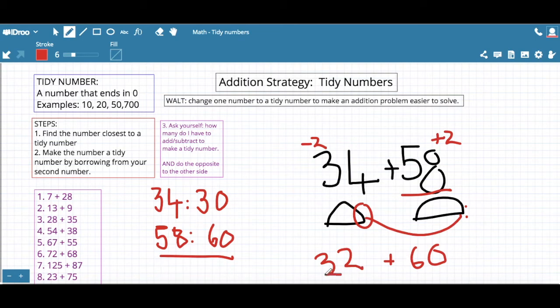Now, 32 plus 60, that's much easier to solve. What we have to do is first add our tens. So what's 30 plus 60? If you know what 3 plus 6 is, 3 plus 6 is 9, so 30 plus 60 is 90. Then we have to add our ones. And we've only got one 1 since we've got our tidy number here. So now we just need to add 2. And that gives us our total of 92. Okay.